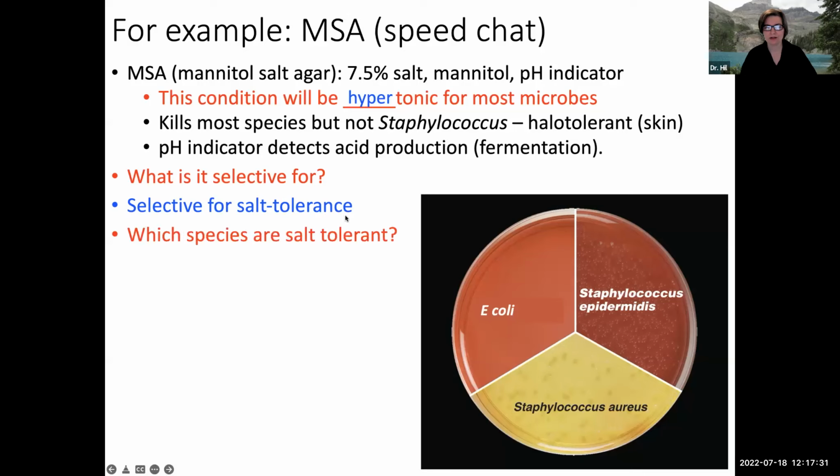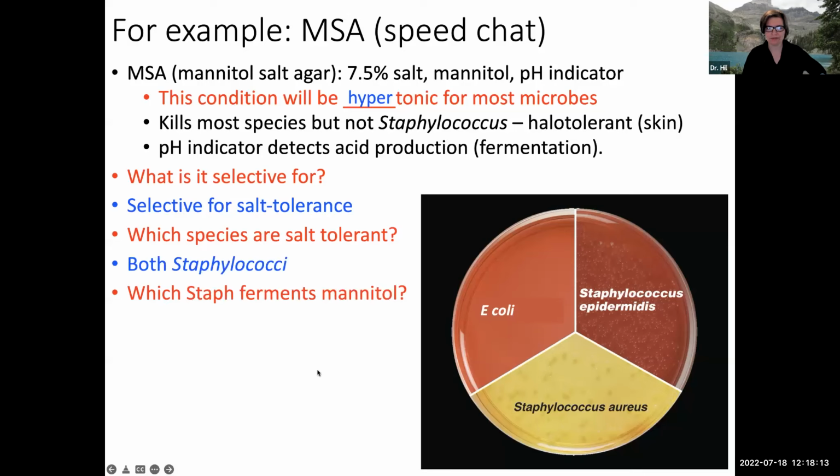Now, we've talked about species that are salt tolerant, right? Staphylococci are typically salt tolerant. Look at this plate and see if that's what you see. Okay, so we've got E. coli didn't grow, Staph epi and Staph aureus grew, and this one's yellow. So which species are salt tolerant based on this plate? Yes. Because they grew, and the growth is what we're looking at to answer this question, both Staphylococci, Staph aureus, Staph epi, they're both salt tolerant.